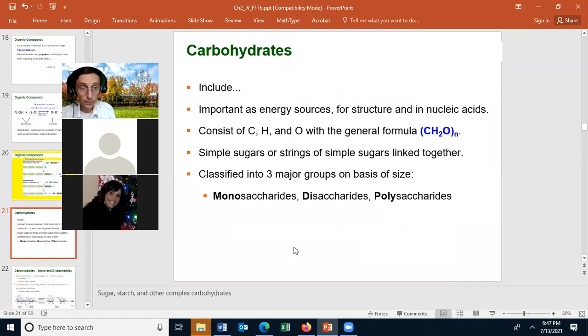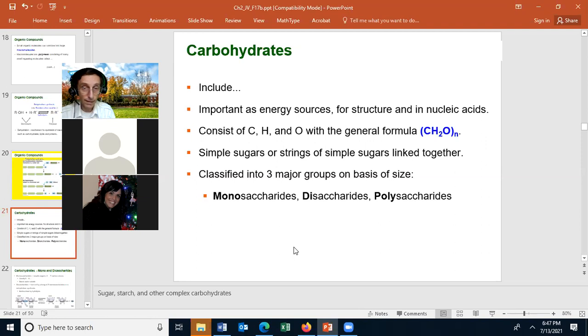Carbohydrates include things like sugar, starch, and other complex carbohydrates. For our cells, they are an important energy source, but carbohydrates are also part of the structure of cells, like you can find carbohydrates on the cell membrane. And they're important in nucleic acids.